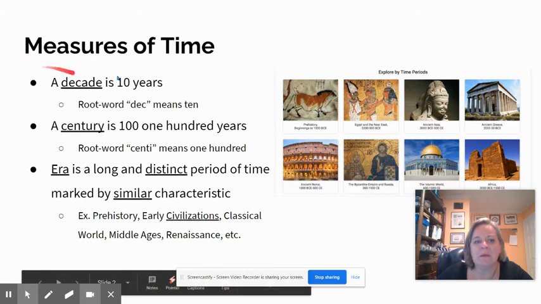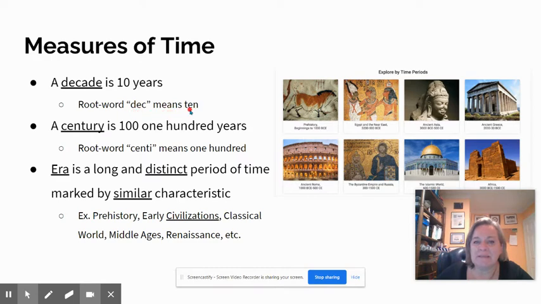Measures of time. A decade is 10 years, and the root word DEC means 10, so that every 10 years we have a new decade. That's one way that we look at time. Another way is grouping it by years of 100. It's still based on that metric system where centi means 100, but a century, of course, is 100 years.